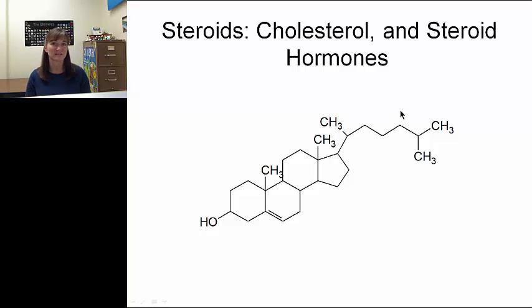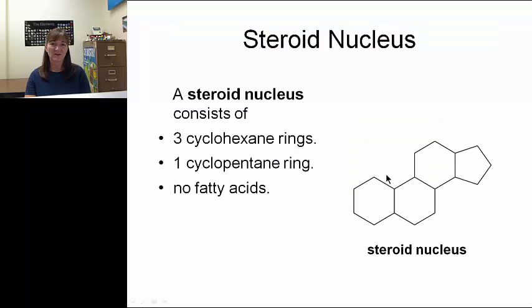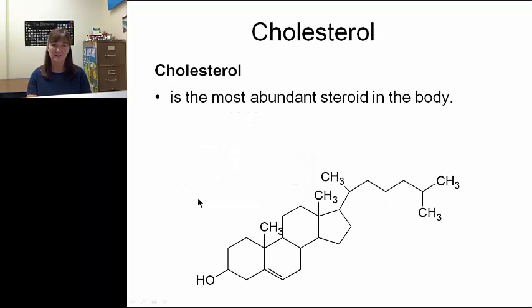Okay, switching gears. So we've already covered now the lipids that contain fatty acids. So now we're going to move on to the lipids that contain the steroid nucleus. So these steroids are going to be your cholesterol and your steroid hormones. Focusing on what that steroid nucleus looks like, it's got 3 rings that are made of 6 carbons and 1 ring that has 5 carbons. Notice there are no fatty acids in the steroid nucleus.